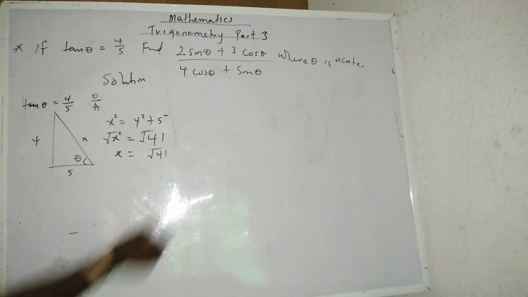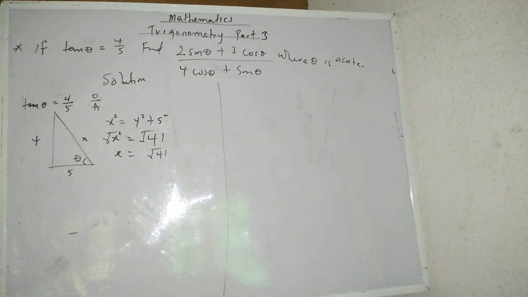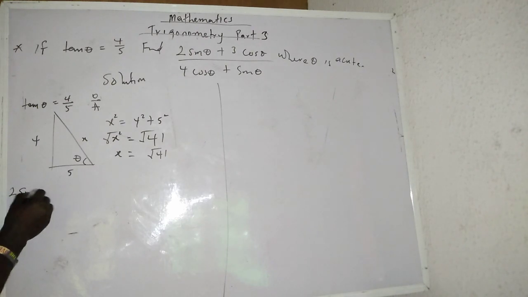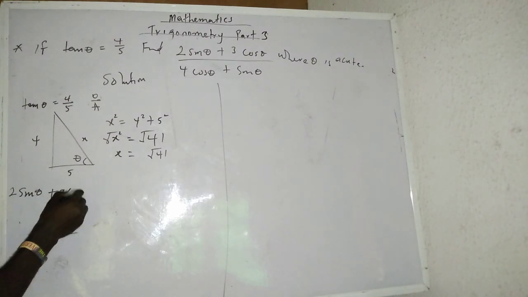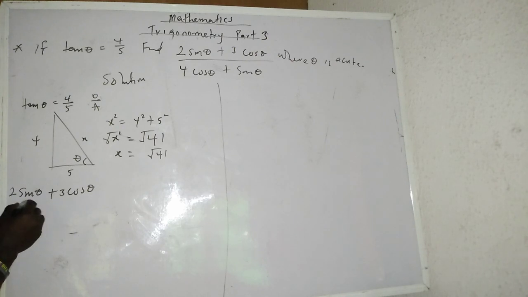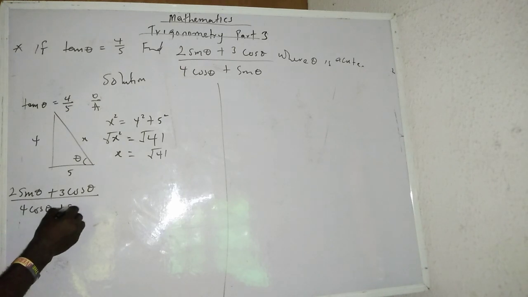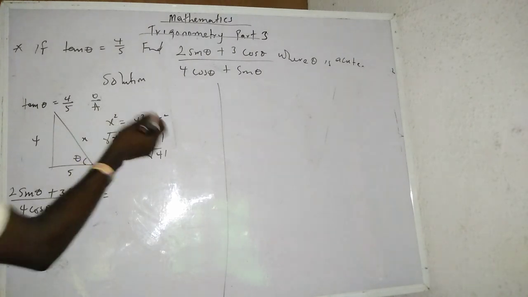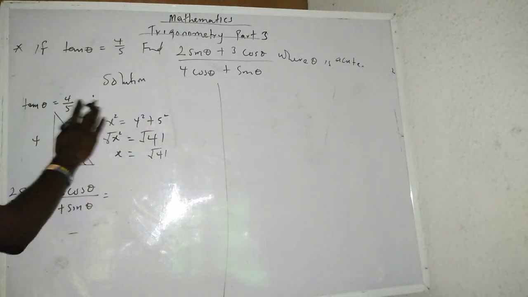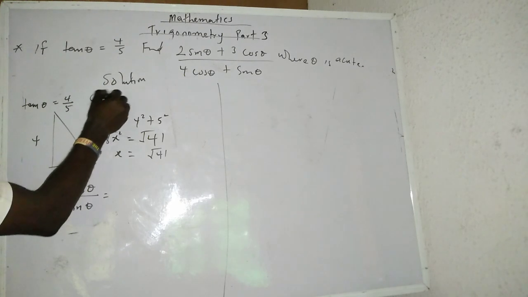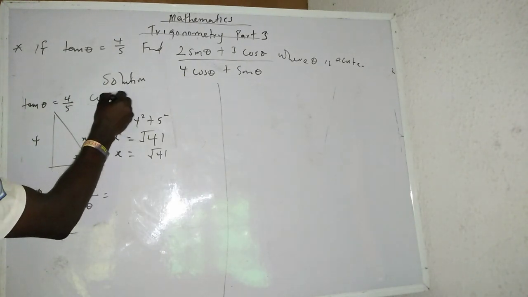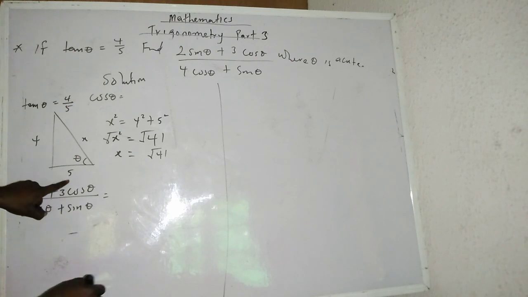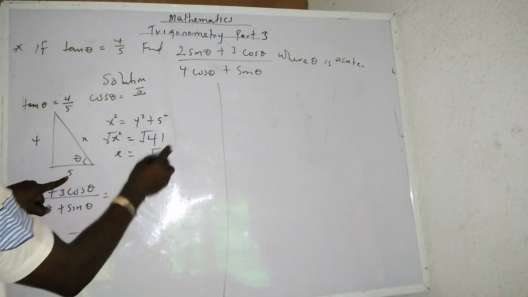I will now move on to what I'm having to evaluate: 2 sine theta plus 3 cos theta, divided by 4 cos theta plus sine theta. Since I have my tan, I can find my cos. My cos theta will be equal to adjacent 5 over root of 41.